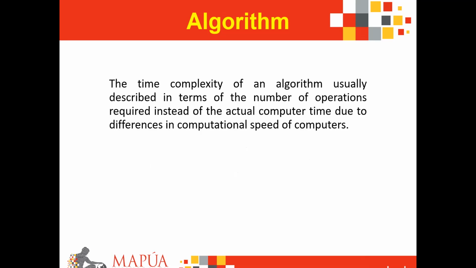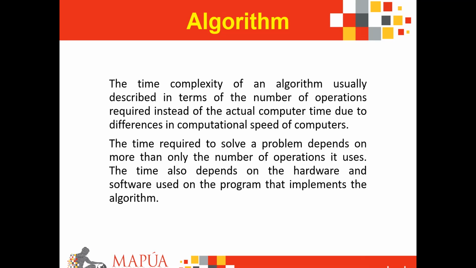The time complexity of an algorithm is usually described in terms of the number of operations instead of the actual computer time. This is due to the differences in computational speed of your computers, as well as differences in the hardware and software on which your particular algorithm is implemented.